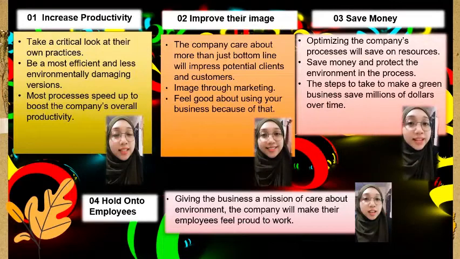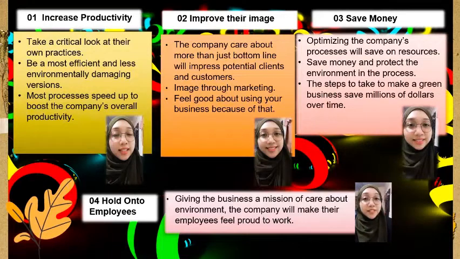Okay, the third benefit is saving money. This is because optimizing the company's processes will save on resources. In addition, it also saves money and protects the environment in the process. Hence, the steps to make a green business can save $1 million over time. For example, swapping all light bulbs with newer ones. Second, upgrading to computers that require much less electricity.